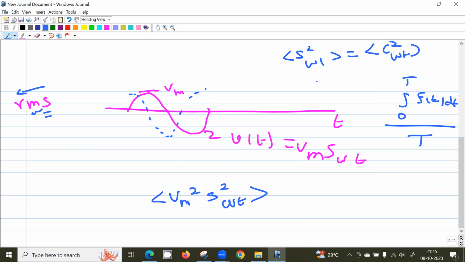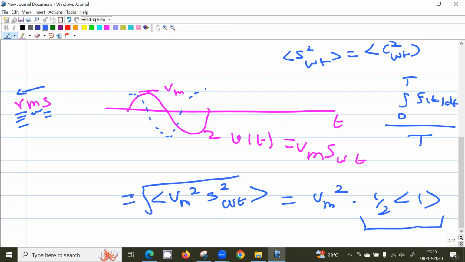And I know sin² plus cos² is 1. Vm squared is not varying, so it will come out. So the average of sin² is half of the average of sin² plus cos², which is 1. So the average of sin² is half. Then finally I have to take the root, and this will give me RMS. So it will be Vm by root 2. That's how we get the relation that VRMS is Vm by root 2.